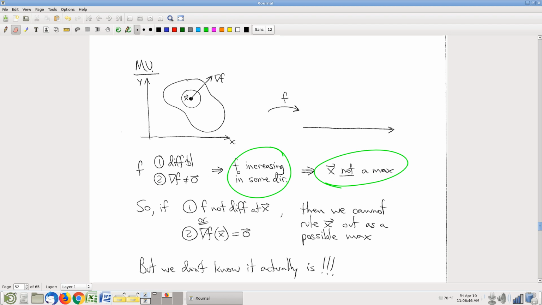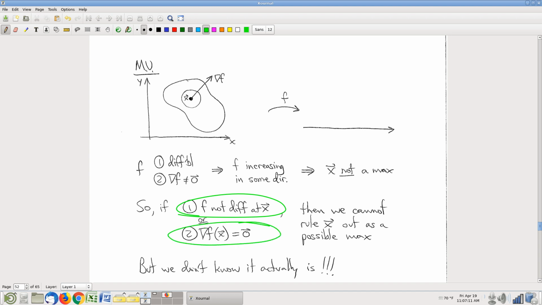So we end up with an analogous reasoning process for how to find critical points. A critical point is where I can't eliminate it as a possibility, which happens if either of these conditions fails. Namely, we're looking for points where the function fails to be differentiable, or, to say it in a silly way, points where the gradient fails to be non-zero.